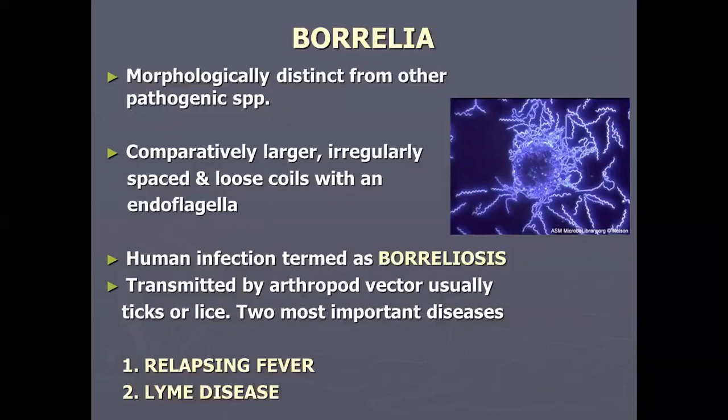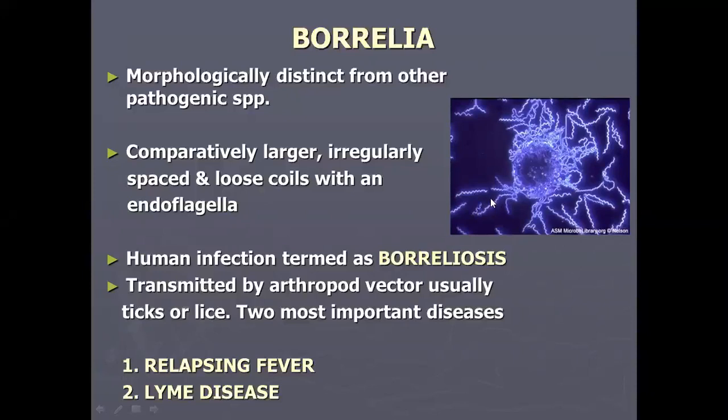This disease is common because the ticks which are responsible for the transmission of the Borrelia from the animals to the humans are found in the desert and in the areas which are rich in deer. So the pathogenic species are different from the non-pathogenic species, and they're comparatively large. If you look over here, they are large and irregularly spaced. Some have more space in between the coils, others have little space, and they do have endoflagella.